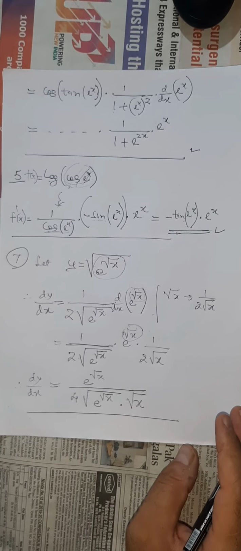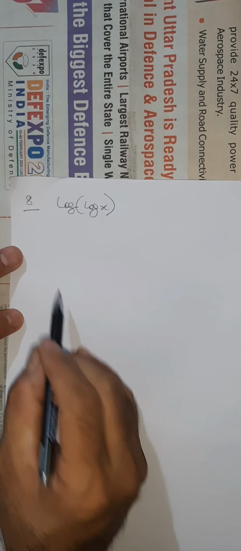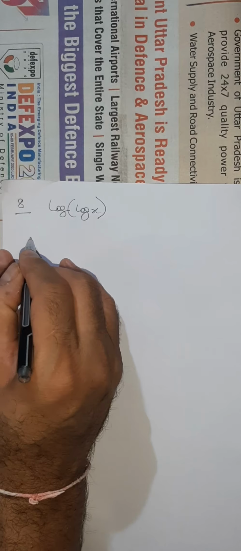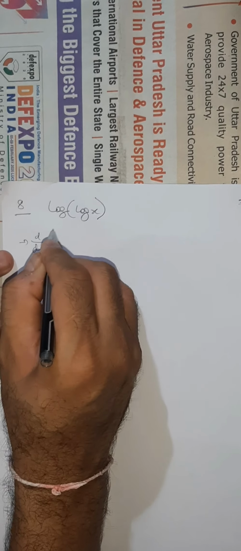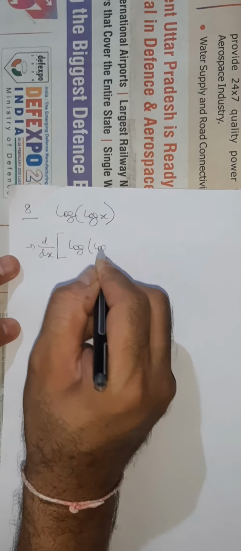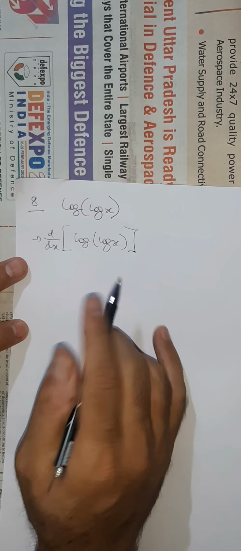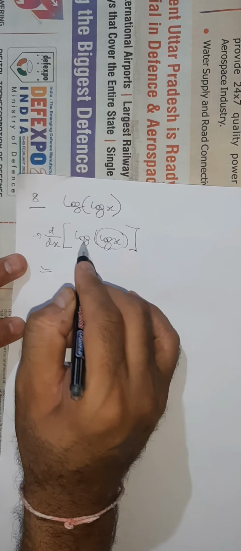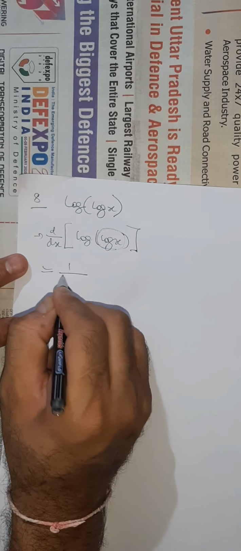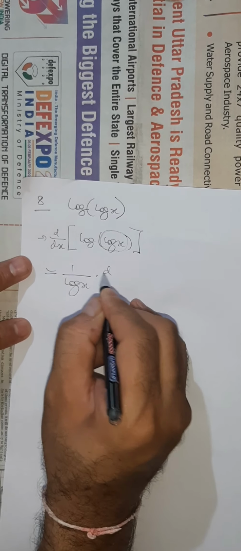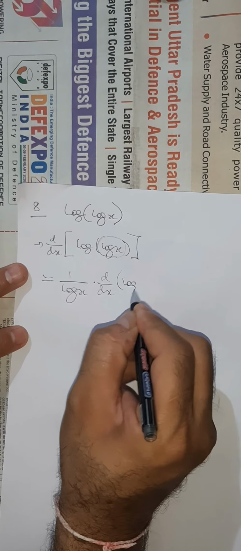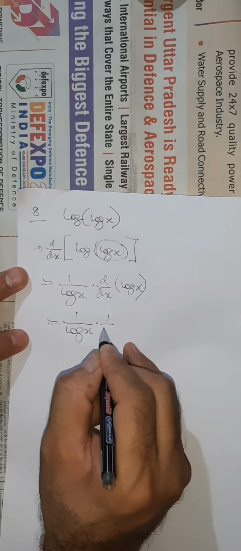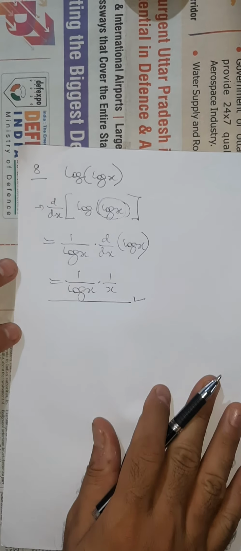Next question. The next question is log of log x. Here the base is not mentioned. That means we consider it as e, remember. So we start with d by dx of log log x. We imagine this as x. What's the derivative of log x? 1 upon x. So 1 upon log x into d by dx of that bracket, which is log x. So here 1 upon log x into the derivative of log x, which is 1 upon x. So this is your answer.